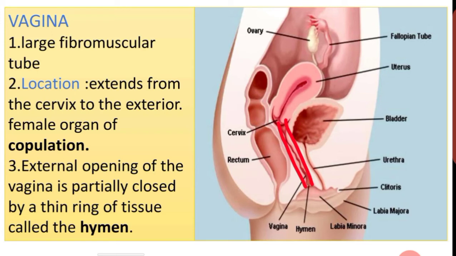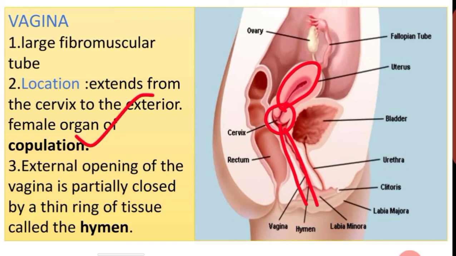Location: it extends from the cervix. This is exactly the cervix. This is the uterus, and the narrow region of the uterus is the cervix. Extending from the cervix, where does it open? To the exterior. It opens to the exterior. This is the female organ of copulation. Vagina acts as a copulatory part. Vagina acts as a birth canal.